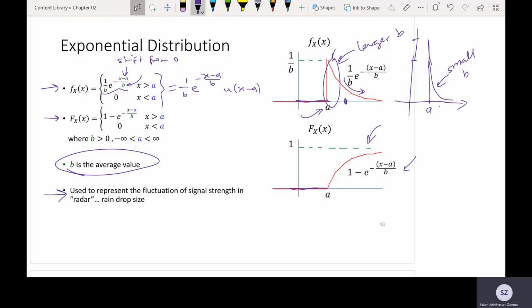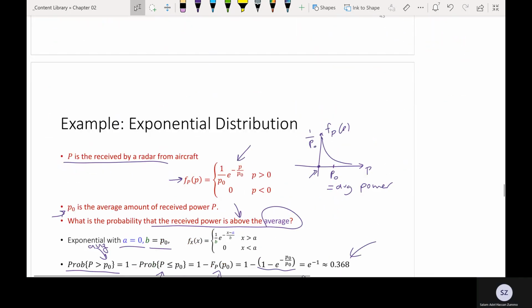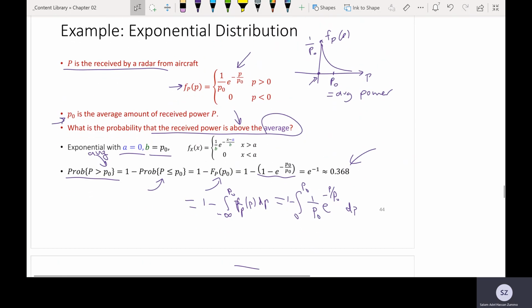Any questions, guys? This is not good, why? Because you have a random behavior where most of the time the signal received is below average. So most of the time you get a signal lower than average, which is not good. So we need to do something about it, as we said, in communication.